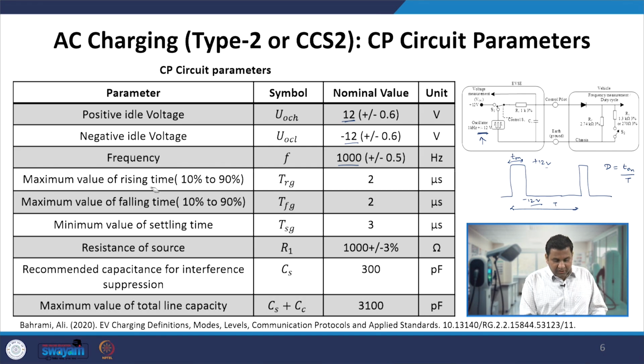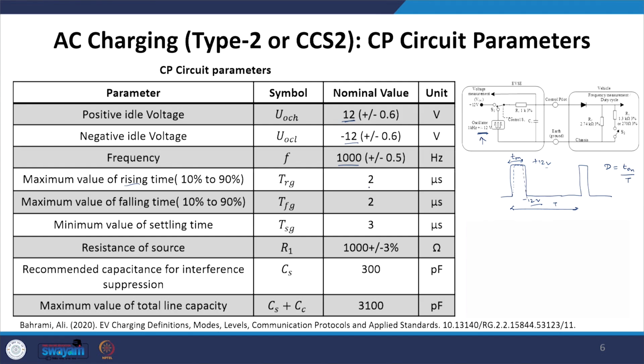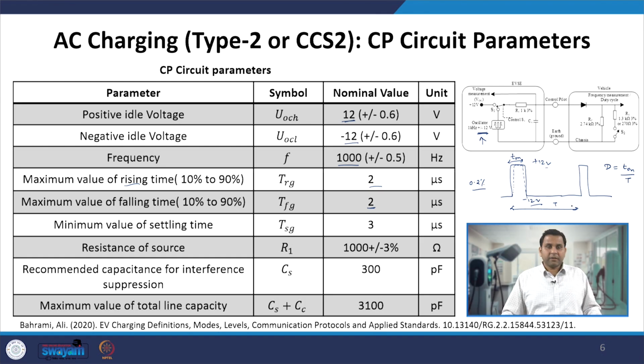Then the maximum value of rise time. This PWM will have some rise time, it will not be a straight line, and it will have some fall time. The maximum rise time it can afford is 2 microsecond, because if we take 1 kilohertz, it means in 1 millisecond the 2 microsecond is just 0.2%. So, it is very small compared to the duty ratios one can achieve. Then the maximum value of falling time is again 2 microsecond, which is again 0.2% maximum. So, it is very small compared to the overall PWM cycle. Then the minimum value of settling time is 3 microsecond.